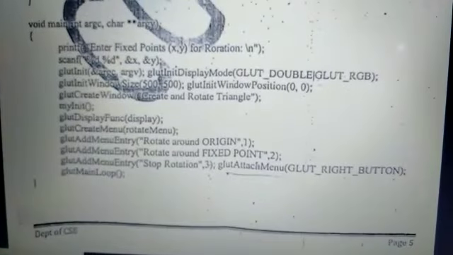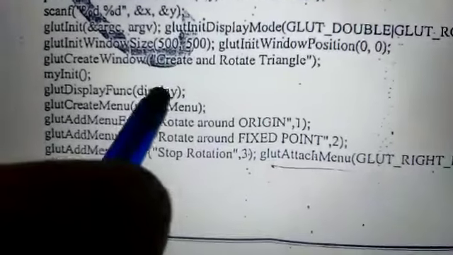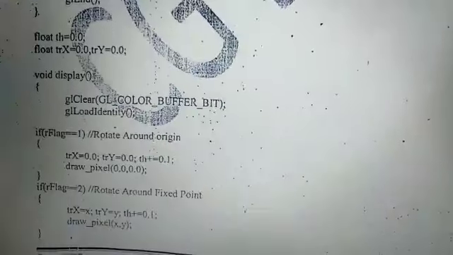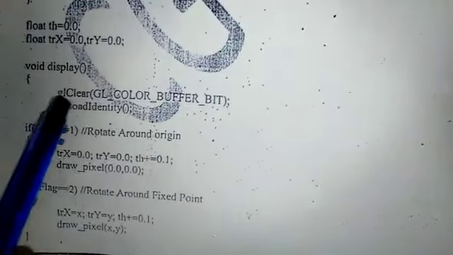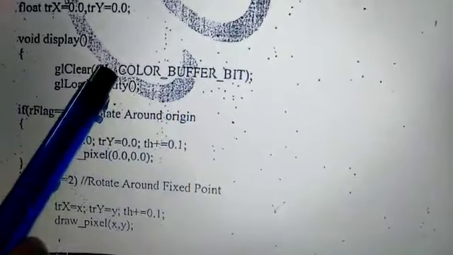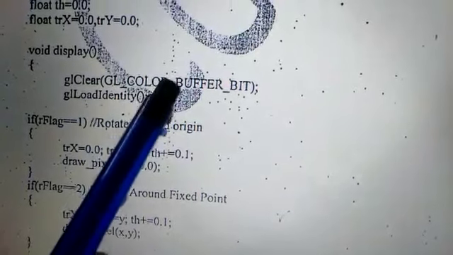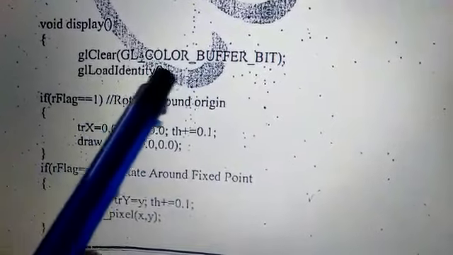Then coming back to the main function, again we have the glutDisplayFunc function. With respect to that, it moves to the display function. Let's move on to the display function here. See here in display function, we are giving the background color with respect to color buffer bit. So we are giving GL_COLOR_BUFFER_BIT, and we are loading it with identity matrix.